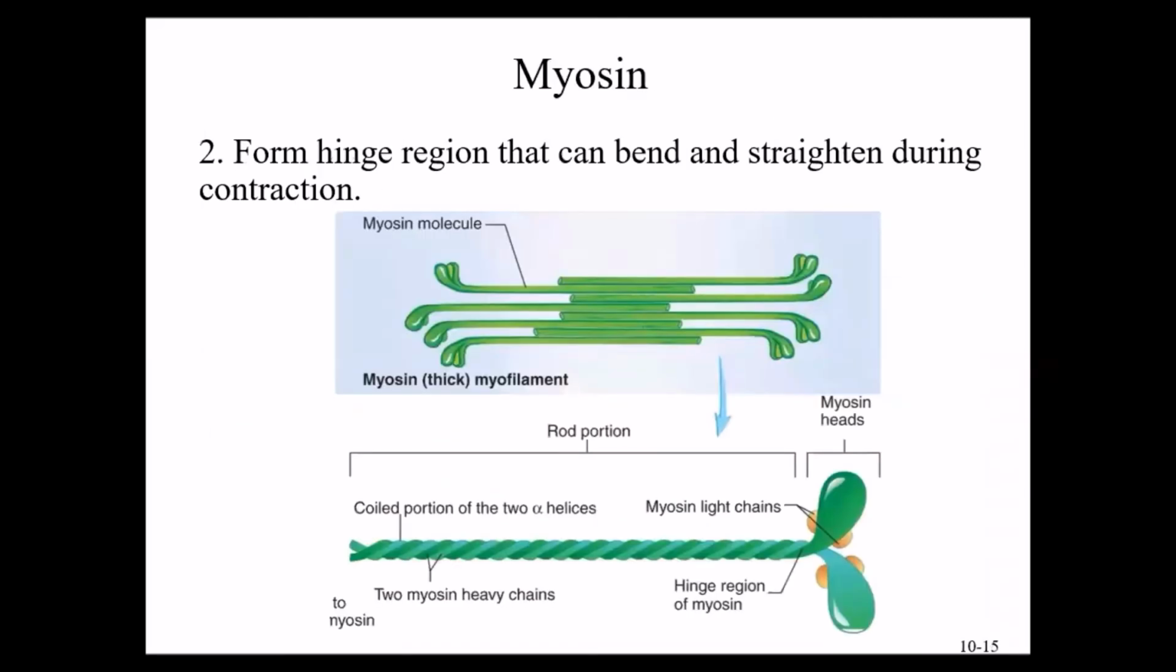Now, the second thing that it does is that little golf club head region is really a hinge. It's a hinge region that has the ability to hinge in and out, kind of like your elbow joint. It hinges in and out, and when it does, it helps to form the contraction. It helps to pull those myofilaments together to shorten the muscle sarcomere, and by shortening all the sarcomeres, you contract the muscle.